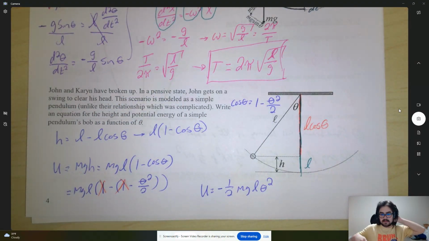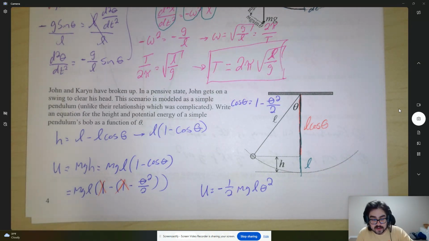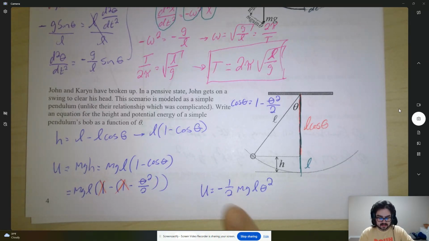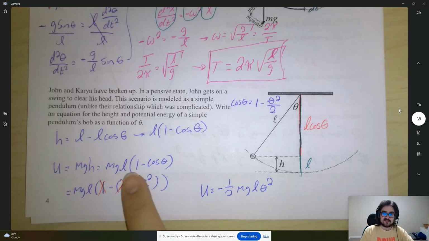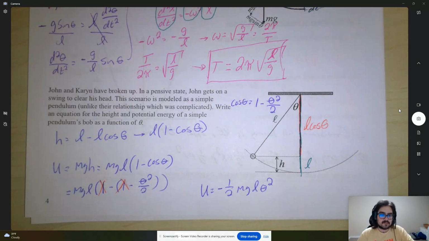That's kind of a weird looking equation, but it is what it is. Can't really do much about it. I think that's it. I did get an expression for that in terms of theta. Yeah, sounds good.